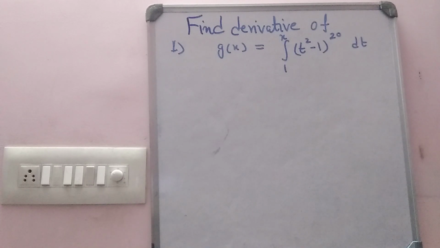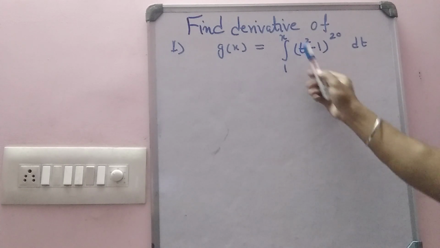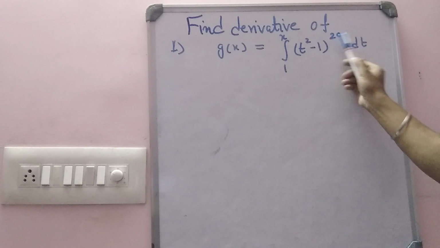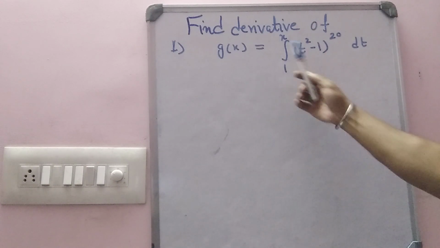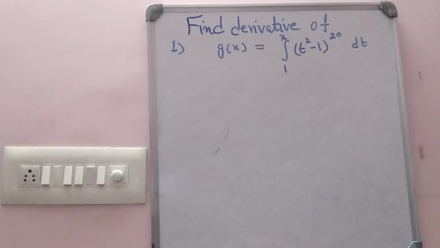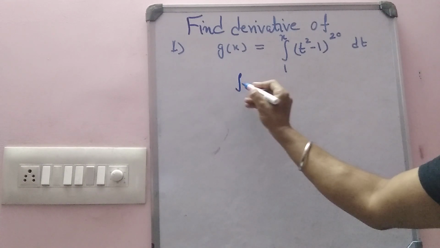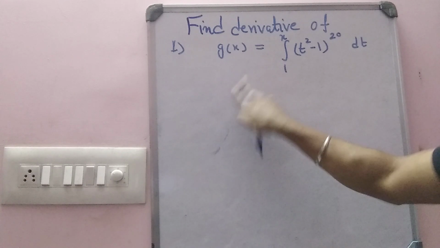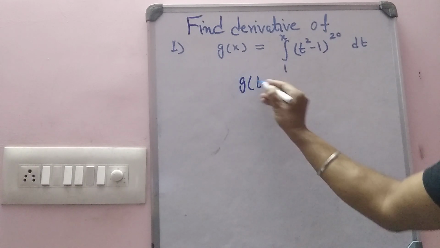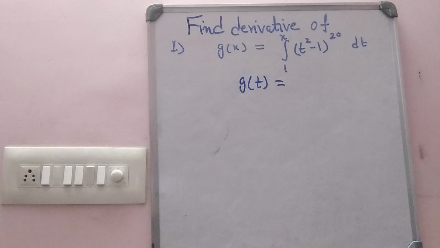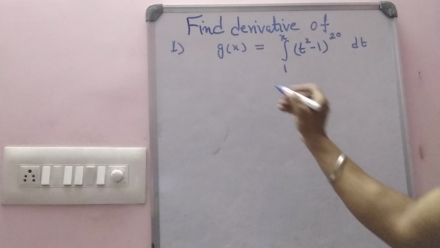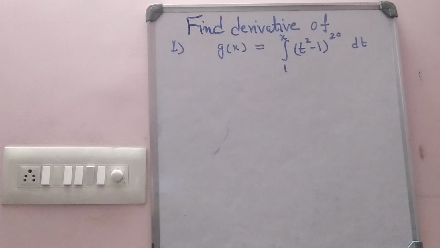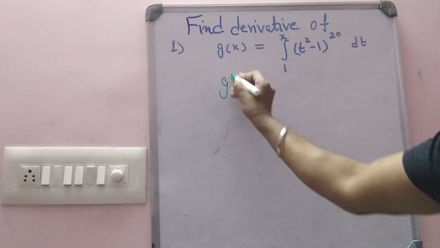Find the derivative of g of x equal to the integral from 1 to x of (t square minus 1) to the power 20 dt. Your function is given in t. So you can write here what is your g of t. So now we have to find what? g dash x. Directly you can find it in a very easy way.